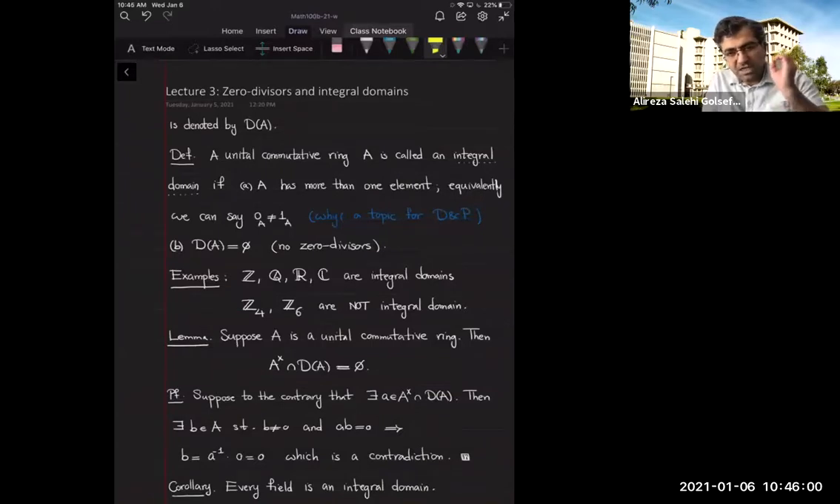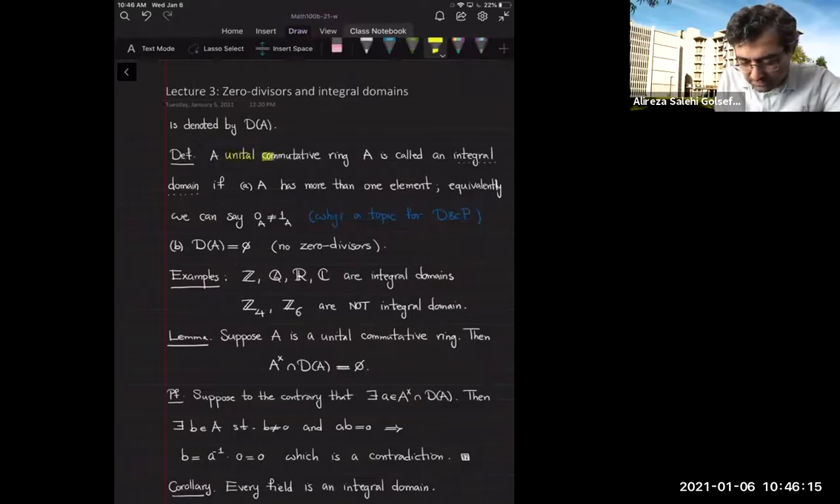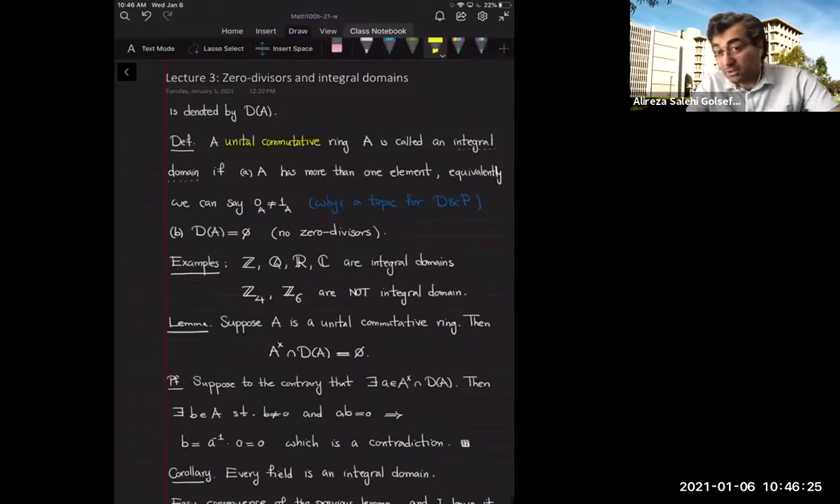Now, if I do not have any zero divisors, these are a special kind of rings, and we call them integral domains. But let's be precise. If it's unital commutative, it should be unital, it should be commutative. Again, let me repeat that in this course, we are focusing on unital commutative rings. We do not work with non-commutative rings at all. So if A is a unital commutative ring, we call it an integral domain if, first of all, it's not the trivial ring, meaning it has at least 2 elements.